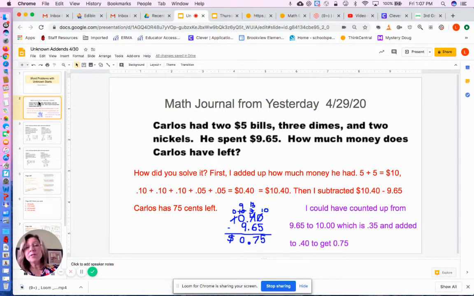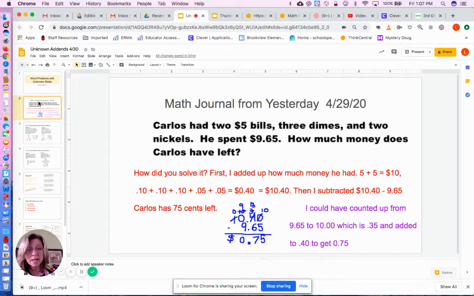Well, third graders, first I added up the money he had. $5 plus $5 equals $10. I added up my coins and I got 40 cents. 10 plus 10 plus 10 plus 5 equals 40. And then I subtracted $10.40 minus $9.65. And I got 75 cents.